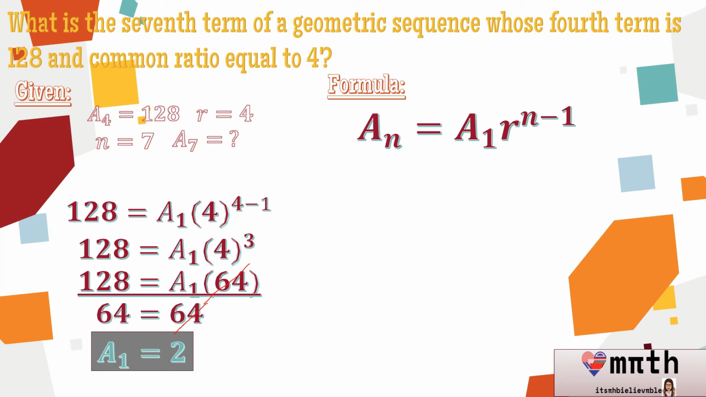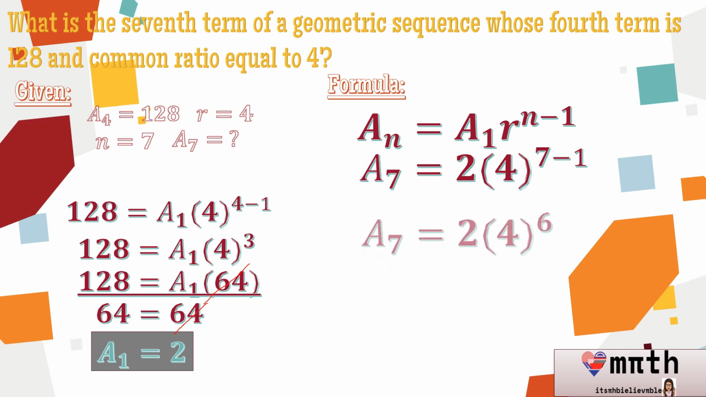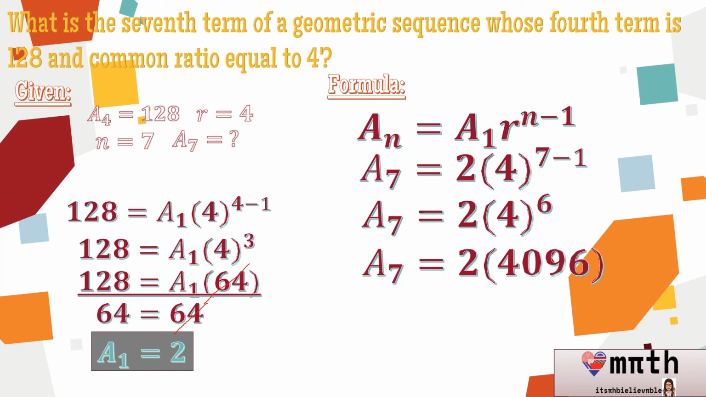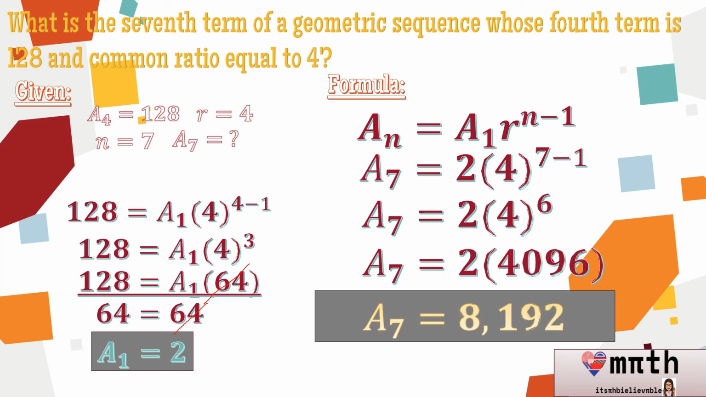Now, from here, since we have the value of our a sub 1, we can now simply get the value of our seventh term. So, substituting the value, that would be a sub 7 equal to 2. Since our a sub 1 is 2, then our r will be 4, and our n will be 7, since we're looking already for the seventh term, minus 1. 7 minus 1, that would be 6. Then 4 raised to 6, that would be 4,096 multiplied by 2, which is equal to 8,192. So that would be our 7th term, or a sub 7 of the given sequence.